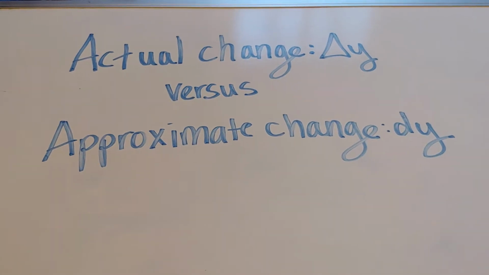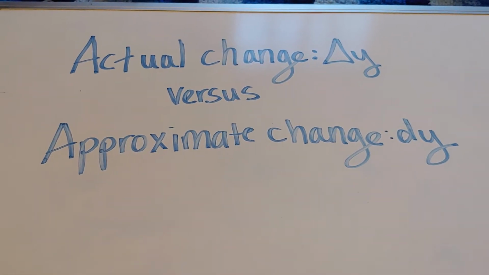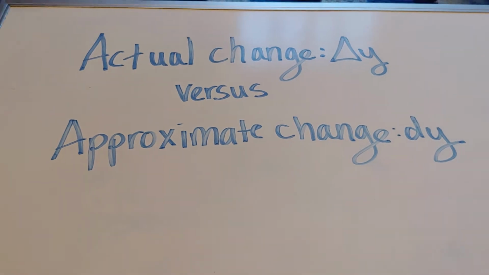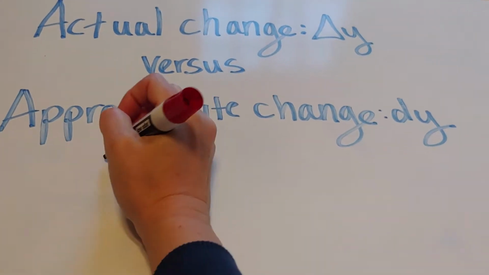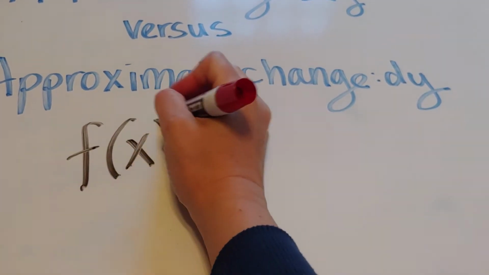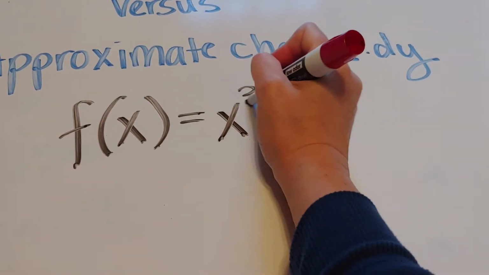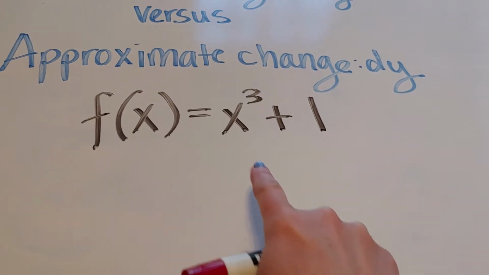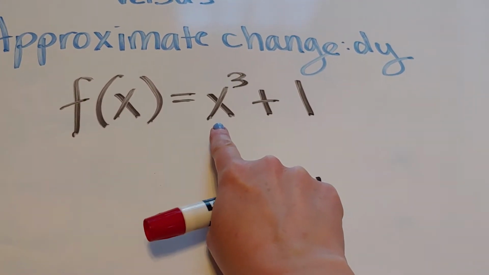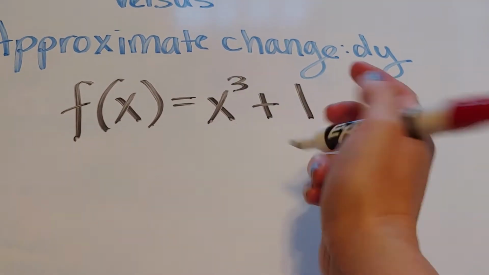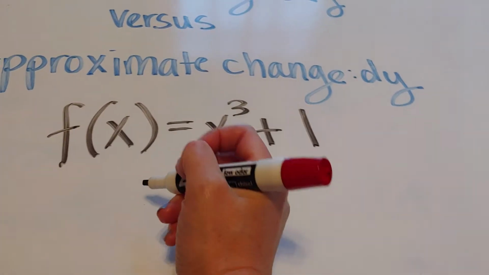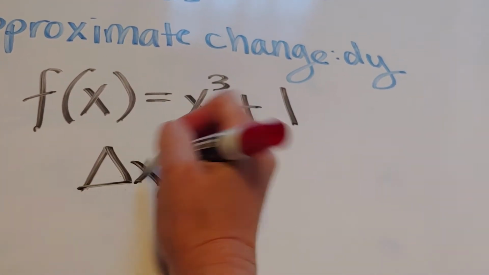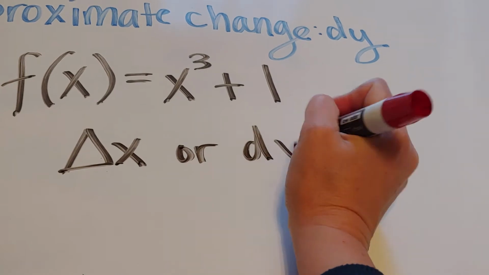Today's video, we're going to look at actual change, delta y, versus approximate change, which is dy. So if we're given a function, f of x equals x cubed plus 1, we may be curious about how y is changing as I move a small increment. How we denote a small increment is either delta x or dx.